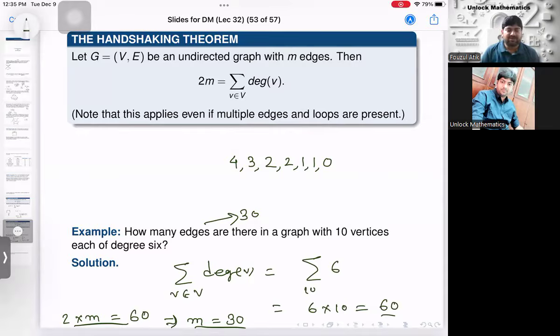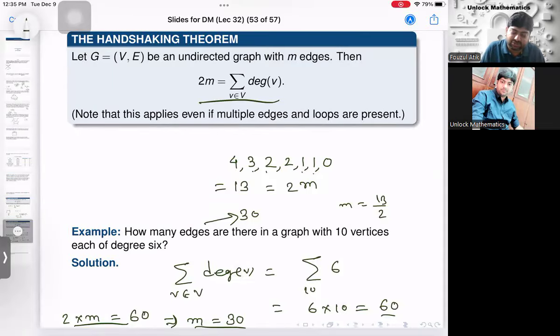Now you add up all the degrees. 4 plus 3, 7, plus 2, 9, plus 2, 11, 12, 13. So the sum of the degrees is 13. But by the handshaking lemma, we know that the sum of the degrees is equal to 2 into the number of edges. So m is equal to what? 13 by 2. Is it possible?